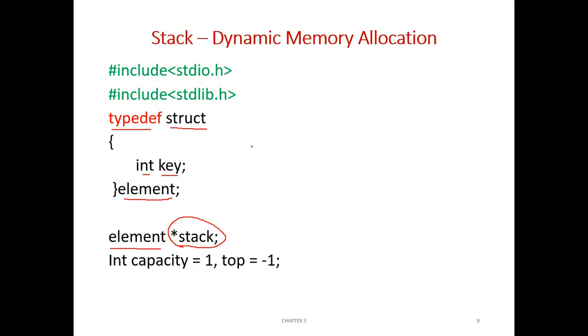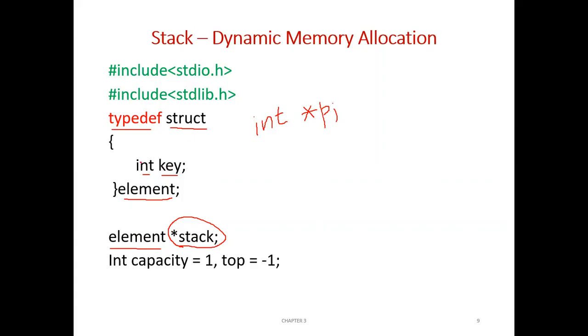So previously we have used integer pointers, floating point pointers, all that thing. When you say int star p, it means that p is a pointer to an integer. That is, p can hold the address of an integer. Similarly, when you say element star stack, it means that stack is a pointer to element. That is, stack can hold the address of an element. Right? And what is element? Element is a structure which contains only one member called key.